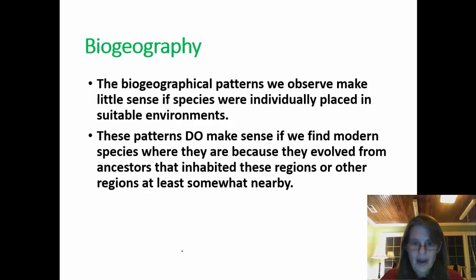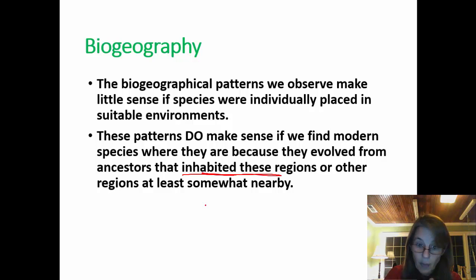So the biogeographical patterns that we observe in the real world really don't make sense if species were individually placed in suitable environments by whatever force. The patterns do make sense if we find modern species where they are because they evolved from ancestors that once inhabited those regions or somewhere close by some time ago. That's the only reason these relationships based on location make sense, okay?